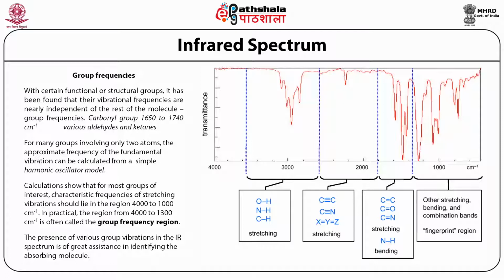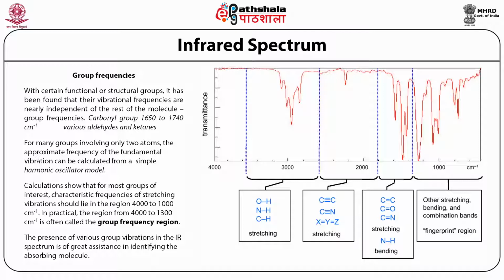You can see here from the extreme right side, region 4 gives you information about stretching, bending and combination bands, and that is known as the fingerprint region. Most molecules can easily be identified by taking their spectra in the fingerprint region. You can see that most organic compounds have a typical pattern in the fingerprint region.